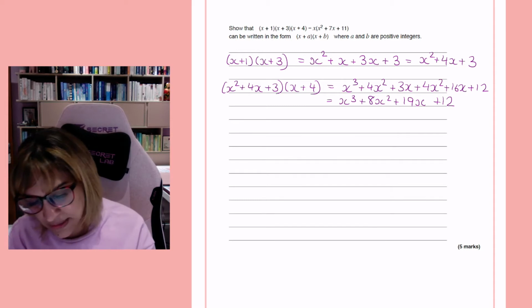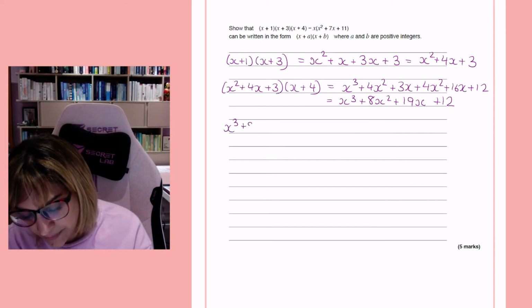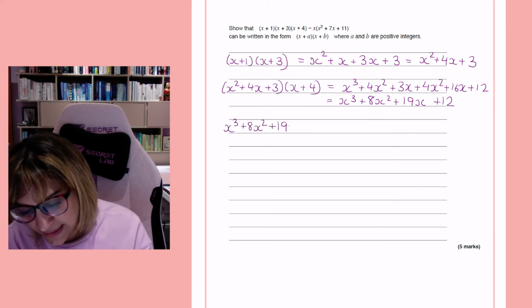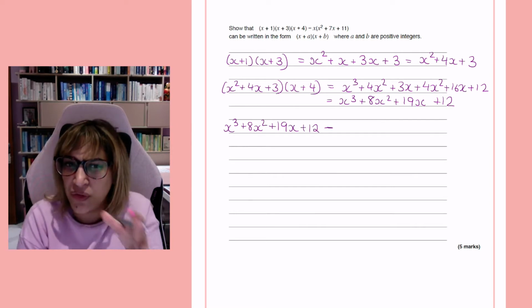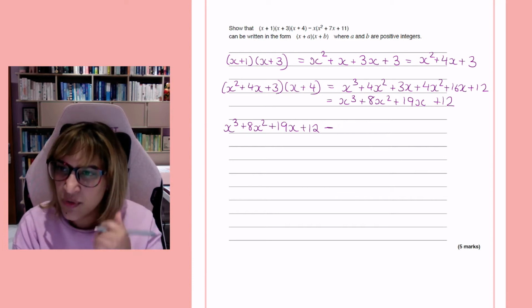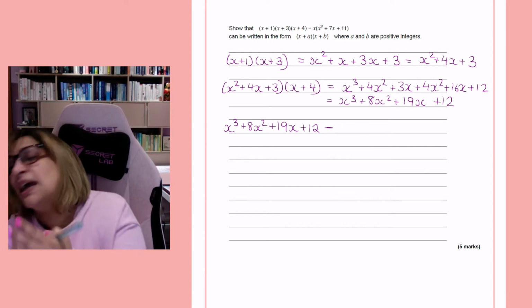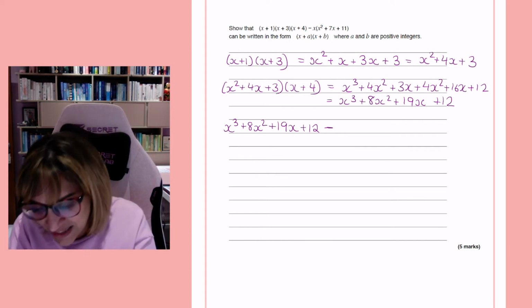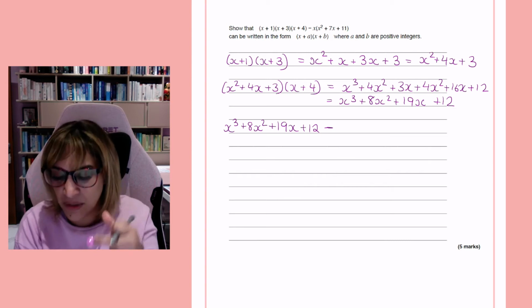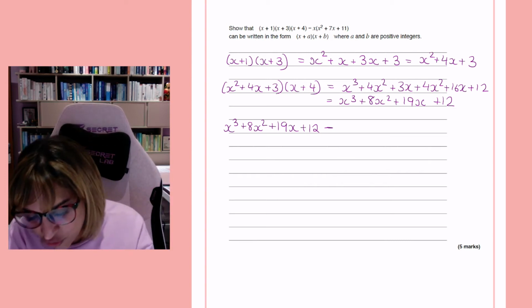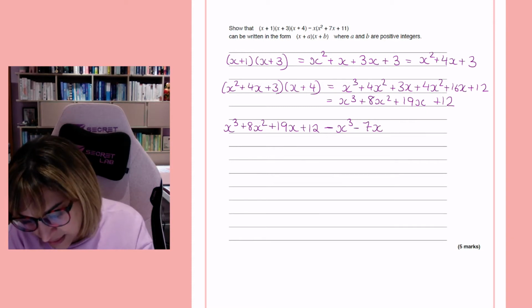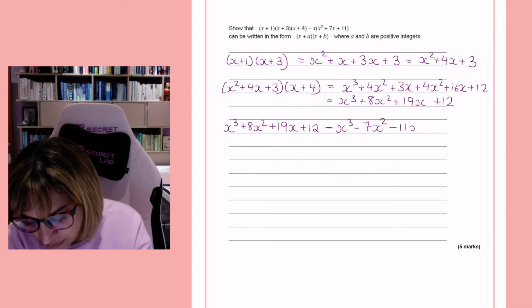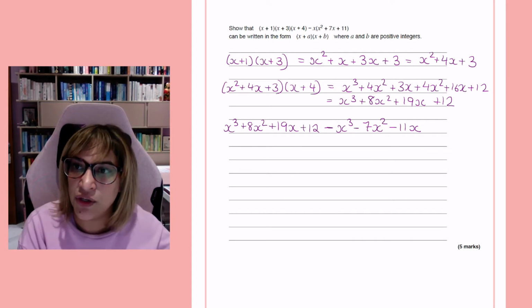So we've got the other 2 marks to get, and we take what we've done, 19x plus 12 minus, and remember it's the whole thing minused. So what I would do is take every letter or expression within that bracket and multiply it by minus x. So you're not doing too many lines and you're not confusing yourself.